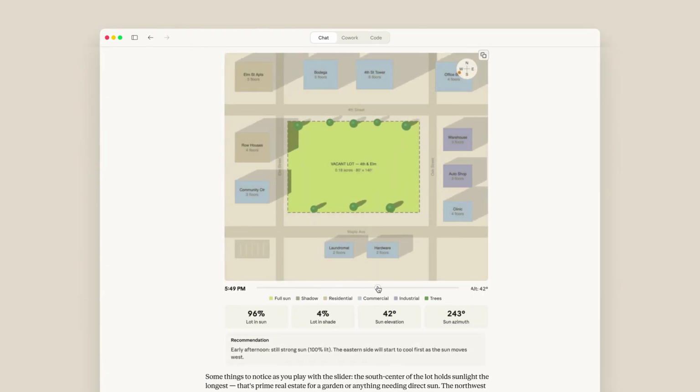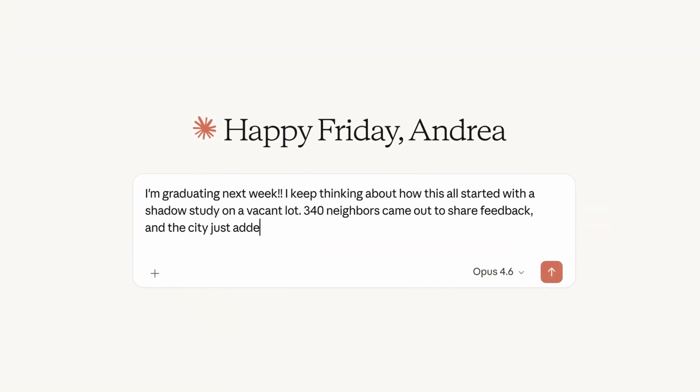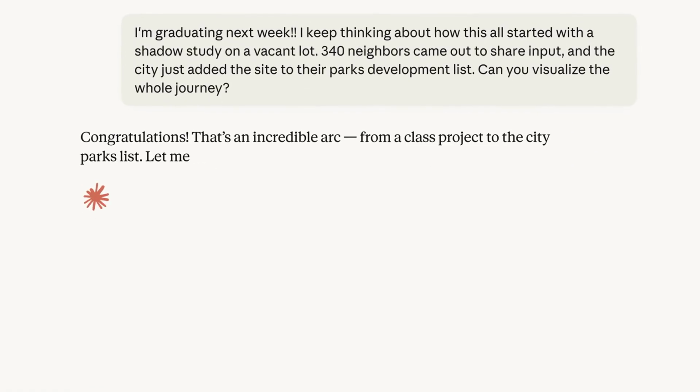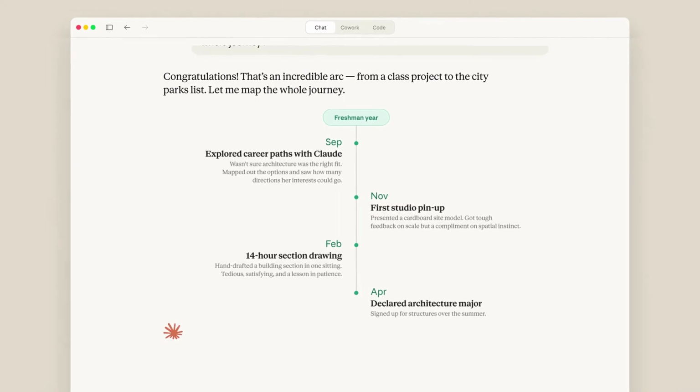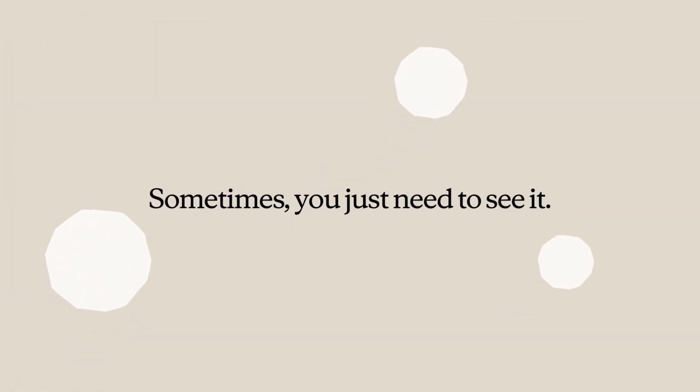Then the last major example becomes personal. The user says they are graduating next week and keeps thinking about how everything started with a yellow sticky note and a vacant lot nobody believed in. Claude turns that into a visual timeline, moving from the original sketch through planning and community momentum toward the finished project. That range is the real story. This is not one chart feature. It is Claude choosing the right visual form for the question.